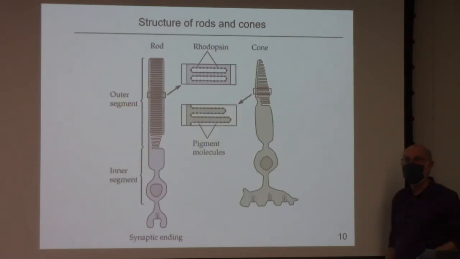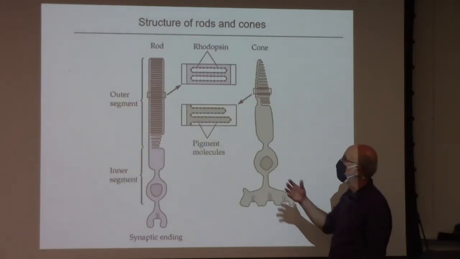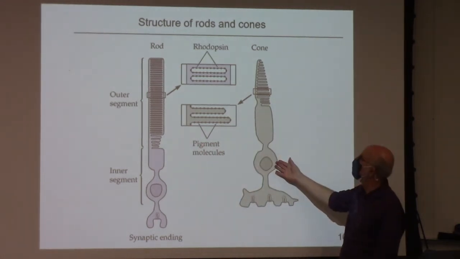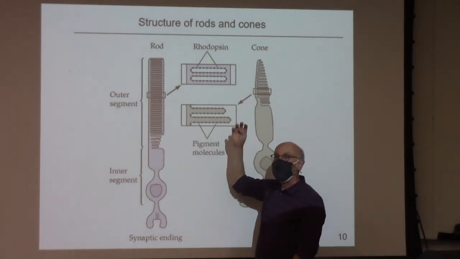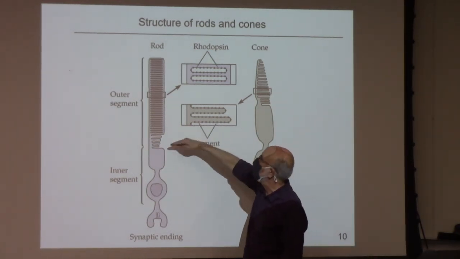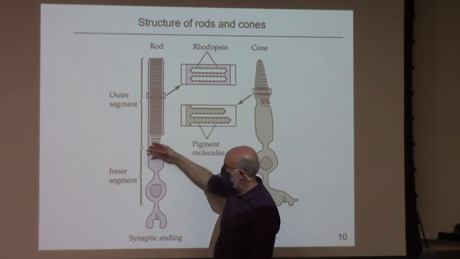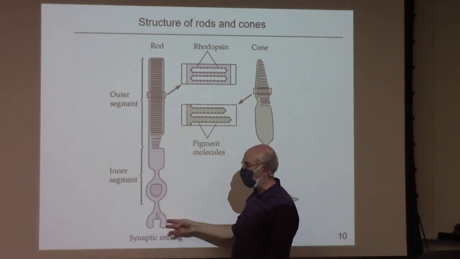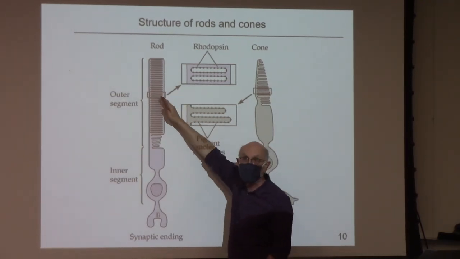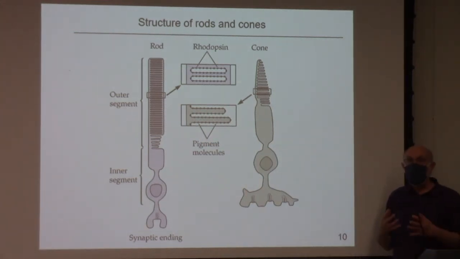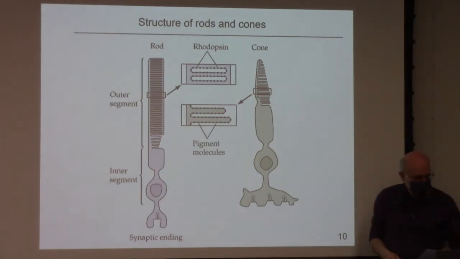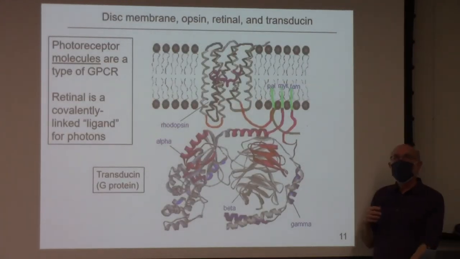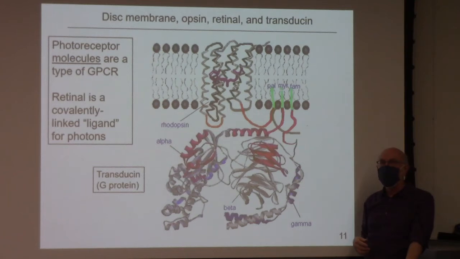All right, here is an image of a rod and a cone. The working end, where light is transduced into an electrical signal, is in this outer segment. So the inner segment is where the cell body and the synapse are. The outer segment is where the photoreceptor molecules of these photoreceptor cells are. The photoreceptor molecule is a GPCR.